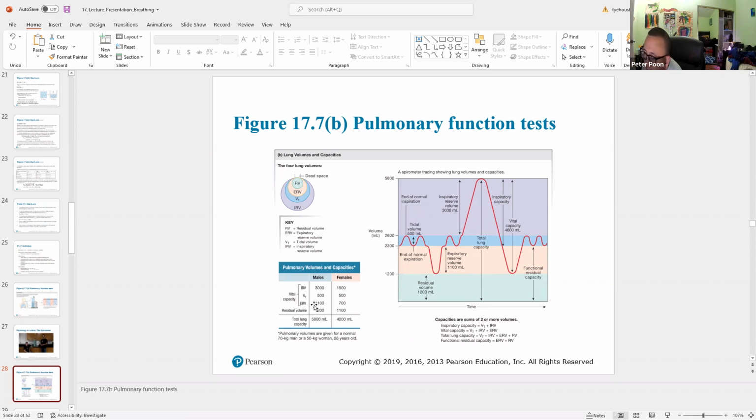So the total lung capacity is about 6 liters in males, and about 4 in females.